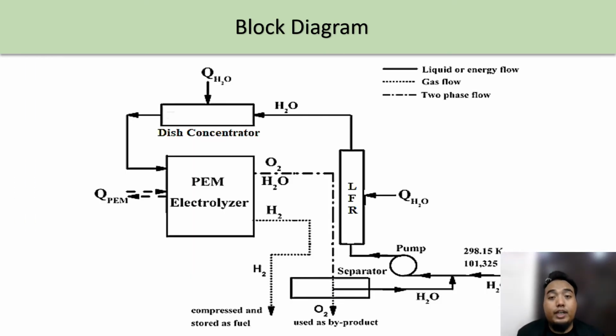This is my block diagram for the system. First, the water is pumped to the LFR, which stands for linear Fresnel reflectors. Then it will flow to this concentrator. After this concentrator, it will flow to the PEM electrolyzer. In the PEM electrolyzer, there will be splitting. The water will split into hydrogen and oxygen.